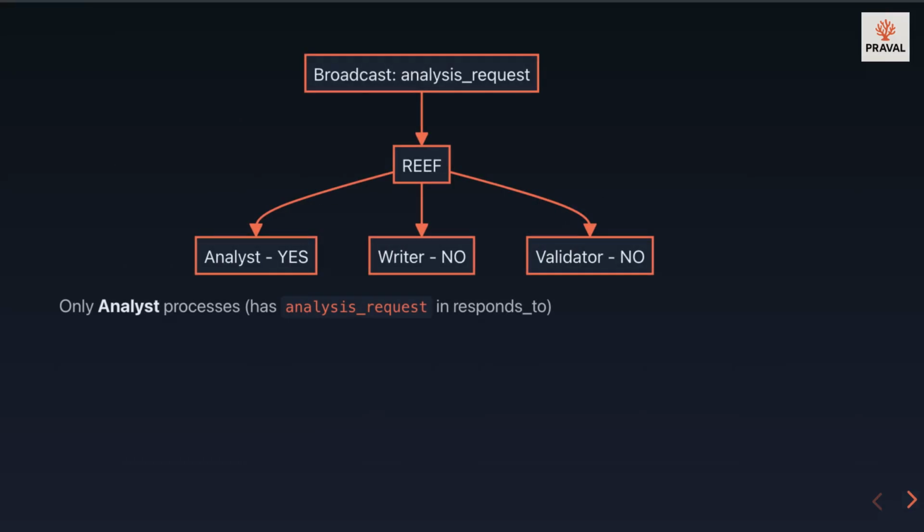This diagram shows it clearly. When we broadcast an analysis_request, every agent receives it. But only the analyst processes it because that's the only one with analysis_request in its responds_to list. The writer and validator see the message but simply ignore it.